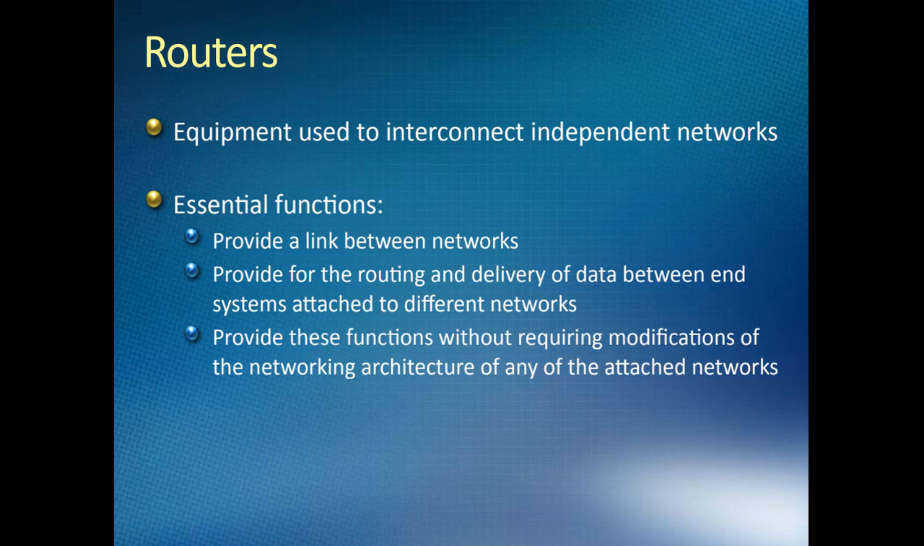Routers are used to interconnect independent networks. The essential functions of the router are to provide a link between networks, provide for the routing and delivery of data between end systems attached to different networks, and provide these functions without requiring modification of the networking architecture of any of the attached networks. A router will connect your network with the internet. It will act as a firewall.